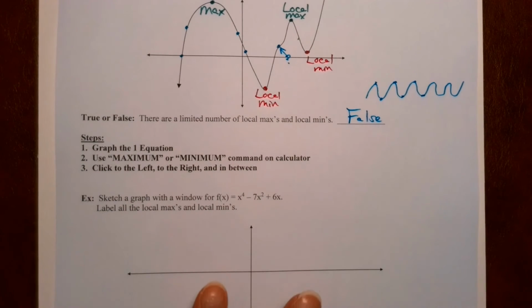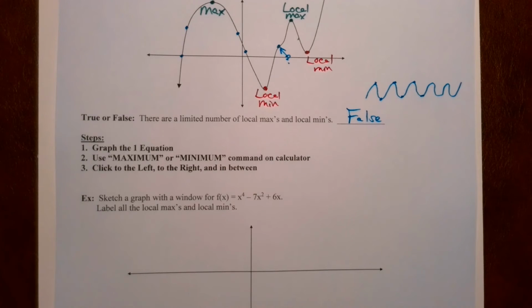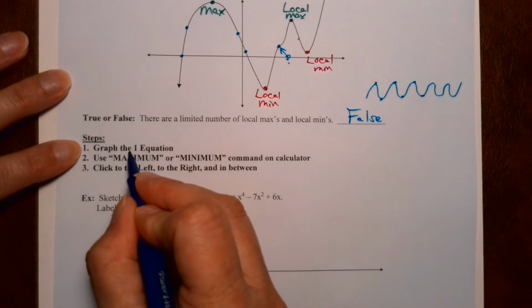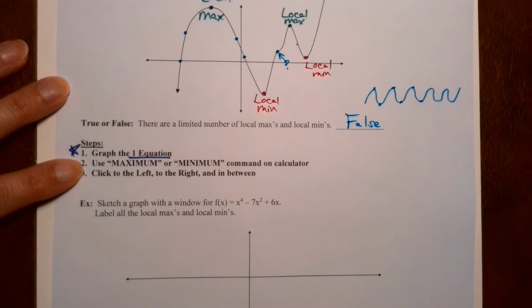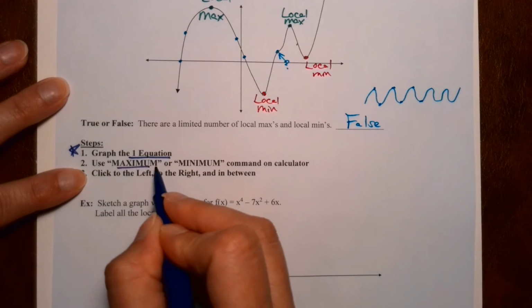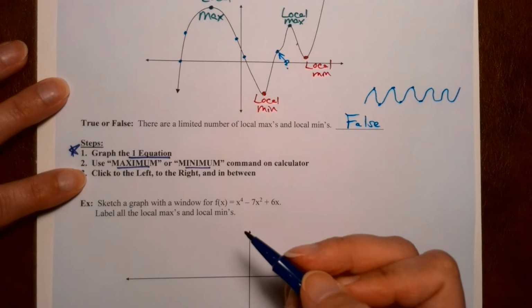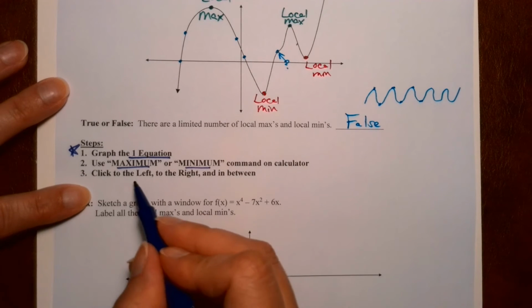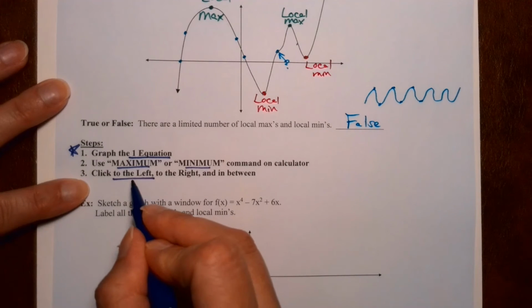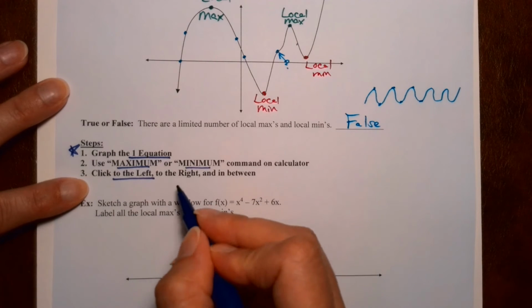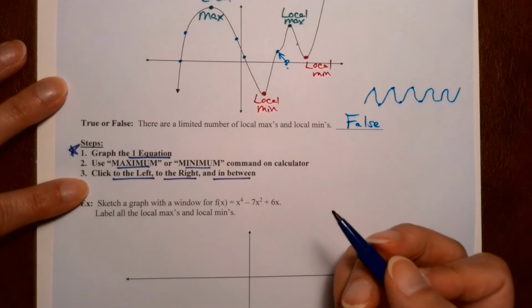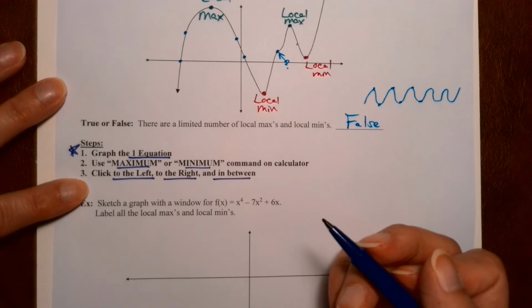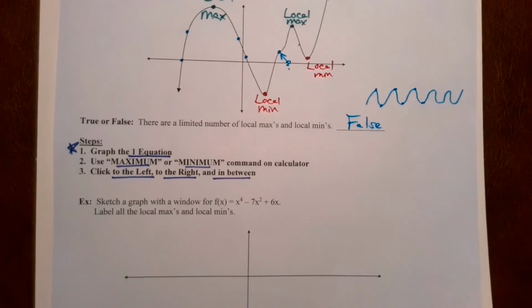Now, how do you do this with technology? You're going to graph the one equation. That's what's different about this. You just graph one equation in your calculator. Get a good window. We're going to use the maximum command or the minimum command. Once again, there are 3 clicks. Click 1, you click to the left. Click 2, you click to the right. Click 3, in between. Let's take a look at an example here.